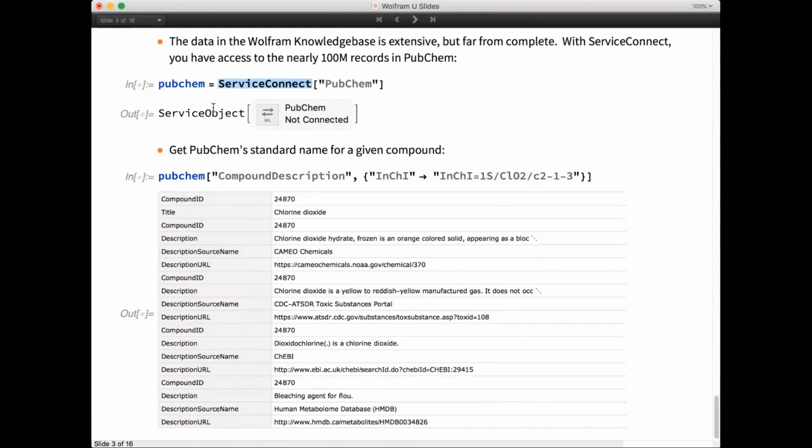You create a service connection to PubChem, and then you query it for the various types of queries that are supported. So in this case, we want to know the compound description of the compound whose international chemical identifier is given by this particular string. And it turns out to be chlorine dioxide. And you get all this information back just from the call to PubChem.